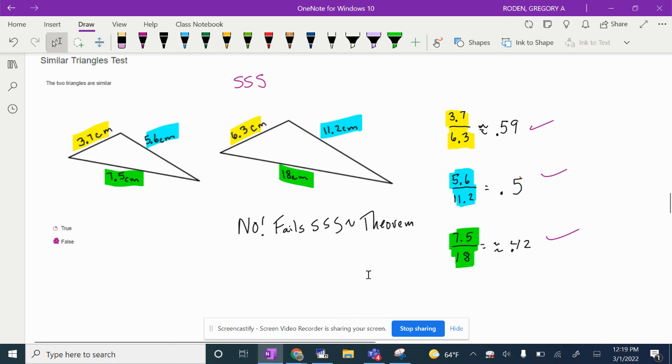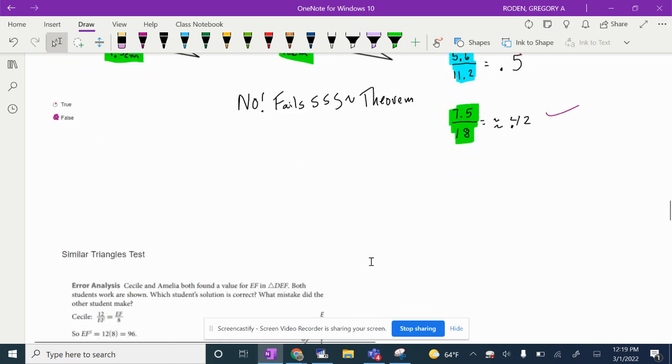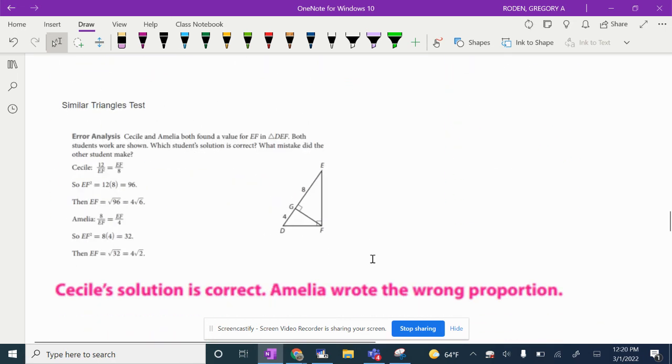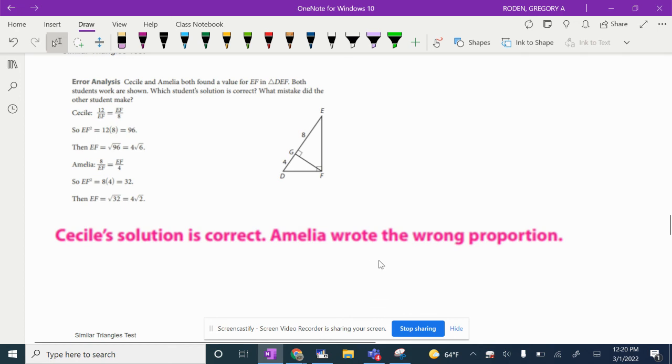Instead of reducing, I just changed them to decimals. That's kind of the same deal. All right, this one right here, Cecile's solution is correct. Amelia just wrote the wrong proportion. What did Amelia do? She did 8 over EF, 8 over EF.